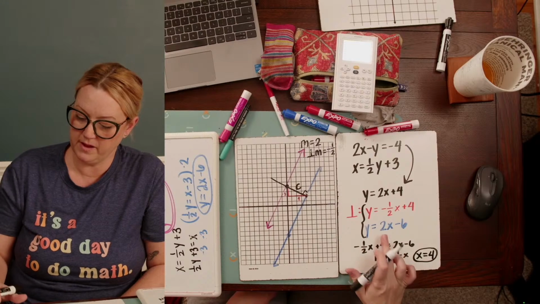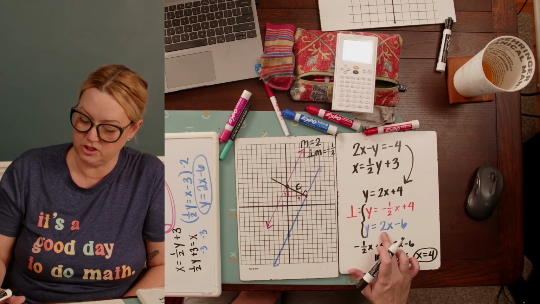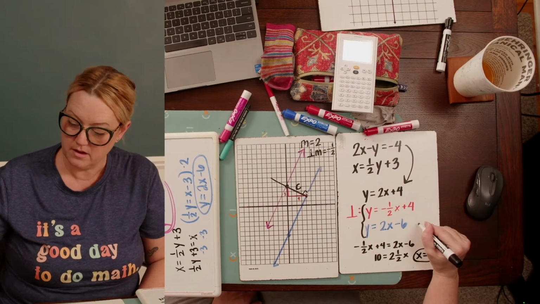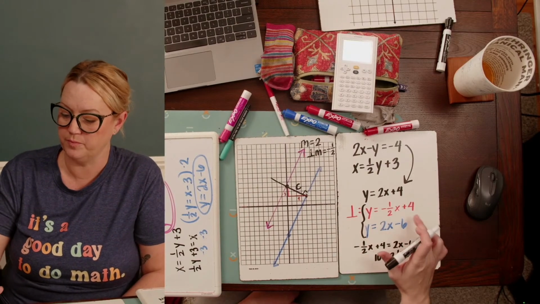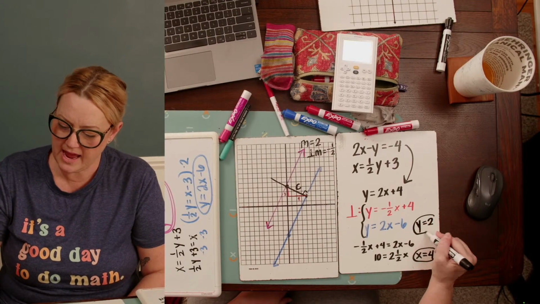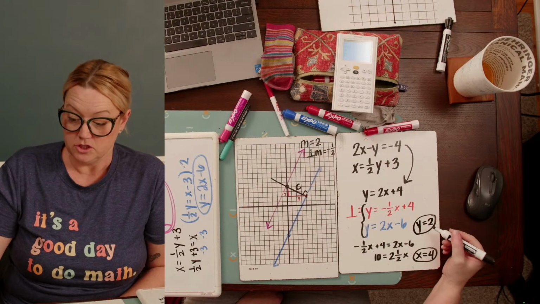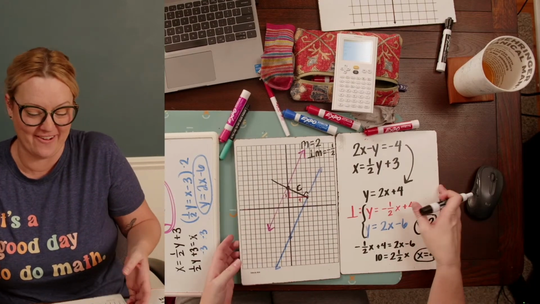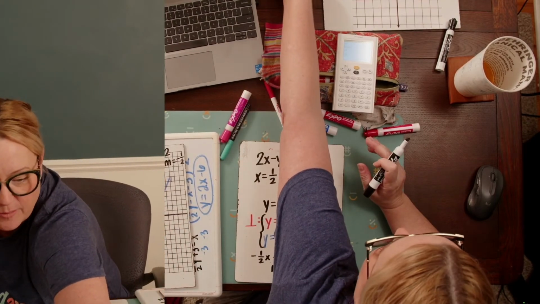And then we would plug that back in up here. 2 times 4 is 8. 8 minus 6 is 2. -1/2 of 4 is -2. Plus 4 is 2. So we have y equals 2. So this is your point, which is 4, 2. So then you would have to calculate. See, this is why graphing is so much better.